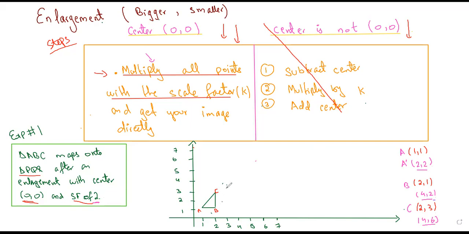So 2, 2 is here. Then 4, 2 is here. And then 4, 6 is here. I am going to connect these 3 lines to find the triangle PQR. Okay, so this is P, Q, and R, right?